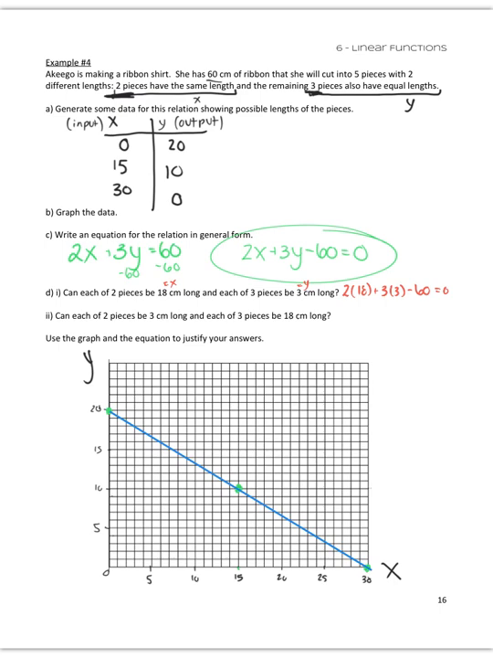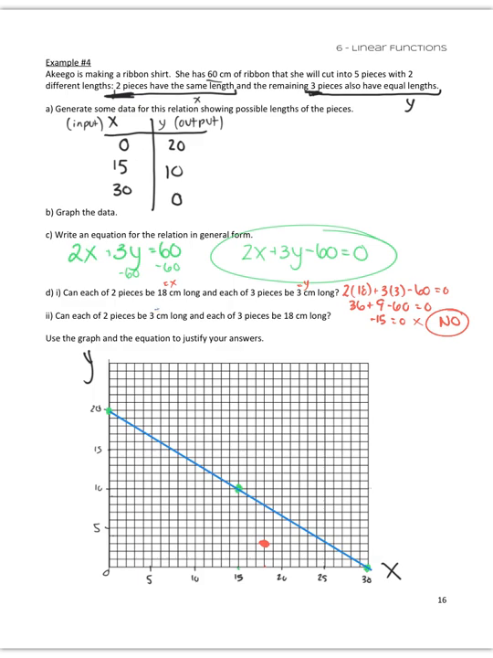2 times 18 is 36. 3 times 3 is 9. Take away 60 equals 0. And when I add up everything on one side, I get negative 15 equals 0. That is not true. Therefore, no, this is not on the line. Another way we could have looked at that is we could have plotted it. So x equals 18, y equals 3. This point is definitely not on the line. So let's try the other one.